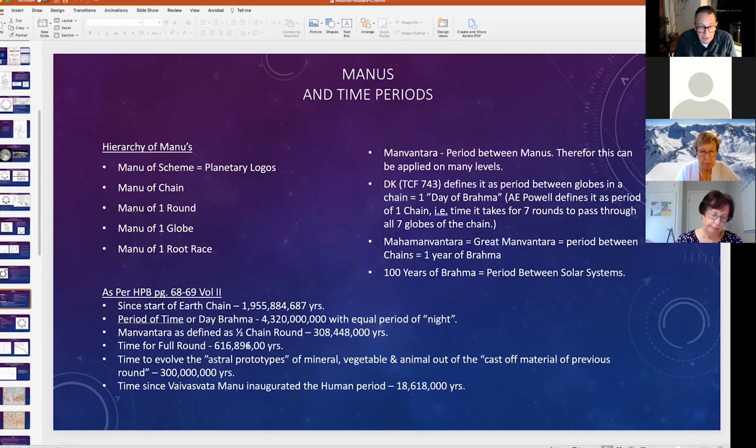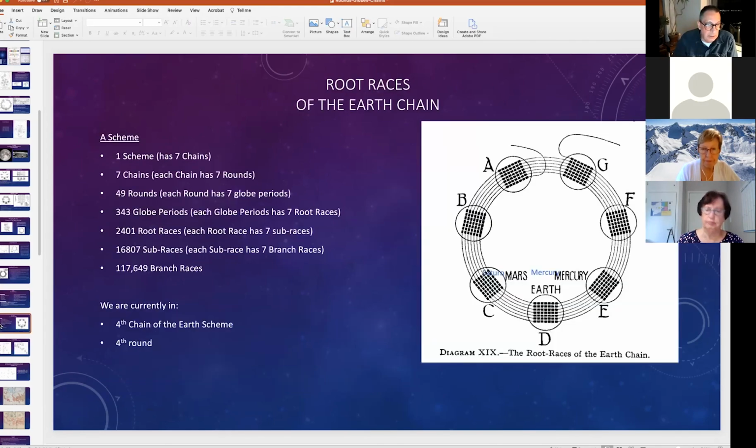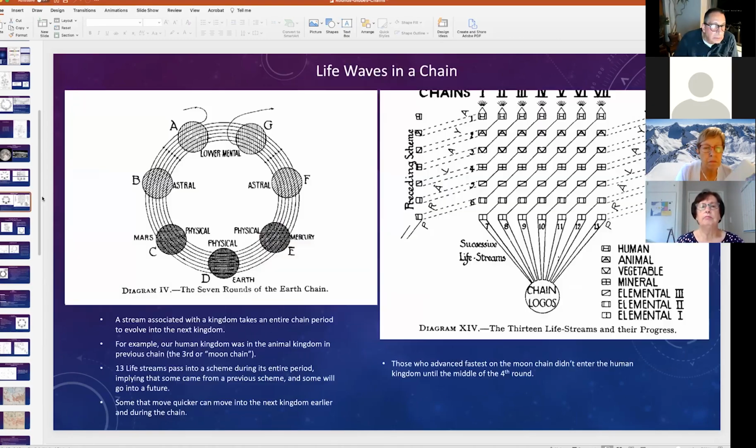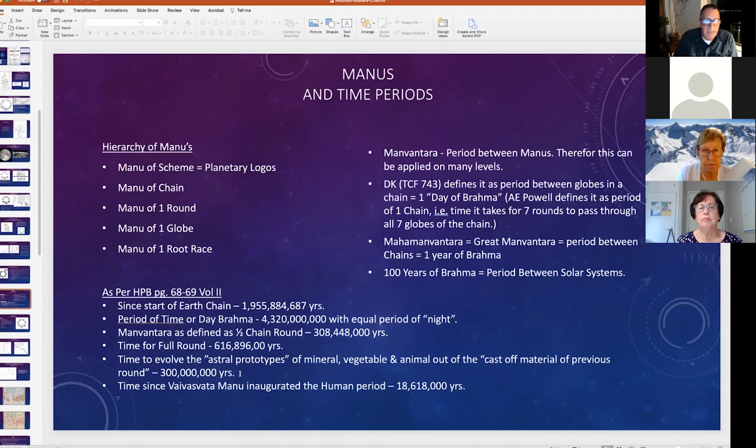Now, we are in the middle of the fourth round. And now we're only talking about the fourth round at this point, and the 300 million years since the fourth round started, right? It's gone around four times, and now we're here in the fourth round. And it's taken 300 million of those roughly 308 million years to get to where we are, for the astral prototypes of the mineral, vegetable, and animal kingdoms, which were left over from the previous round, to be upgraded, so to speak, through rapid incarnation and rapid evolution, to be usable by the life wave that's incarnating on this globe in this round now.